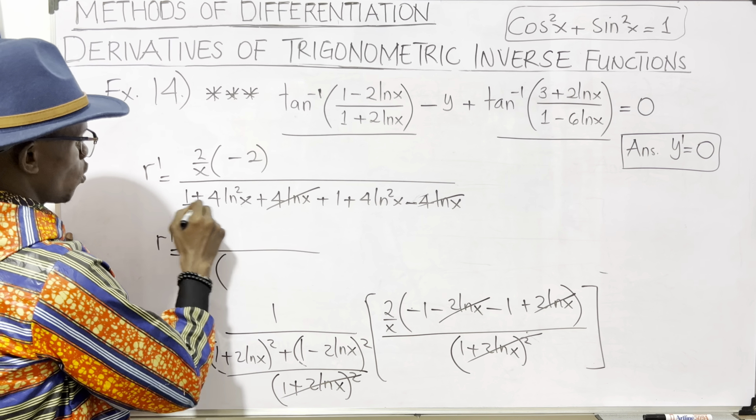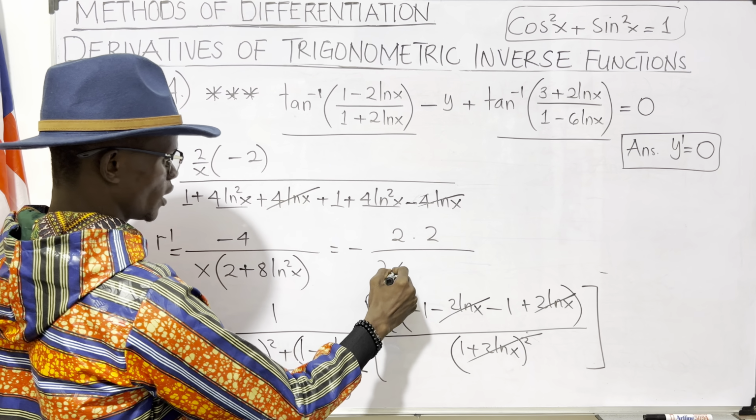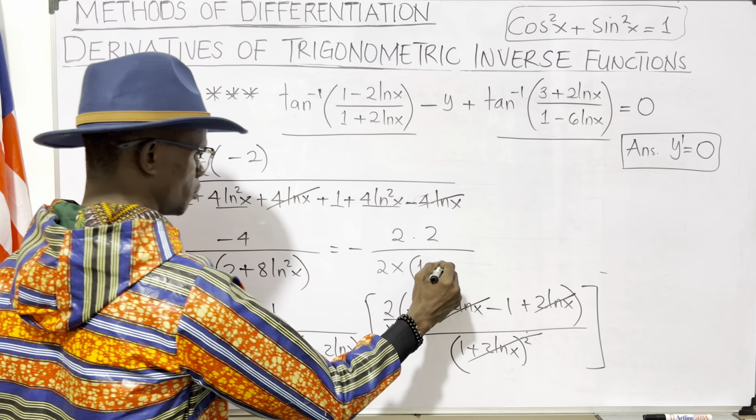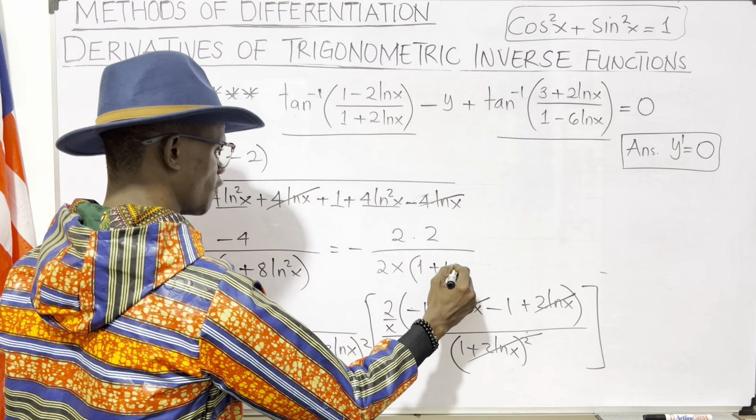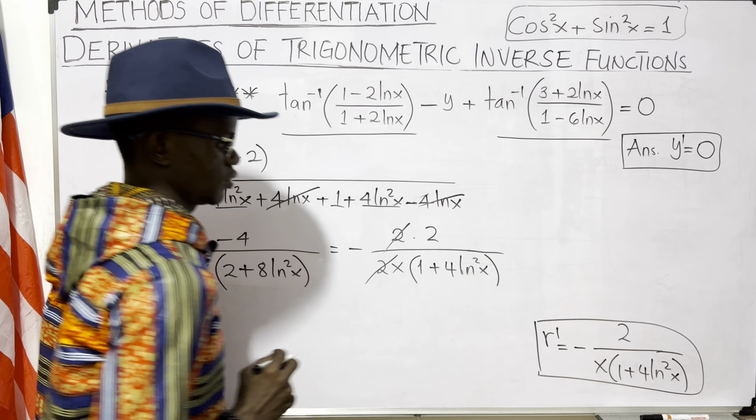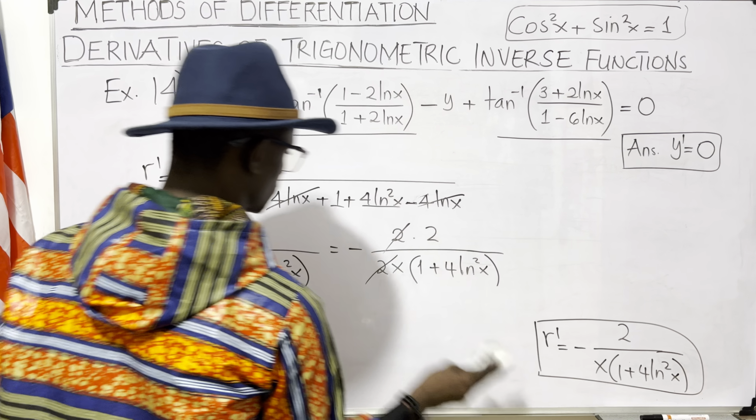So 2 times 2 is 4. We can factor out 2, so if 2 comes outside, you have 2x and then 1 plus 4 ln squared of x. So this 2 and this 2 cancel. So for the first term, the derivative r prime is equal to minus 2 over x times 1 plus 4 ln of x all squared. So that's the first one. Now let's move to the second one.